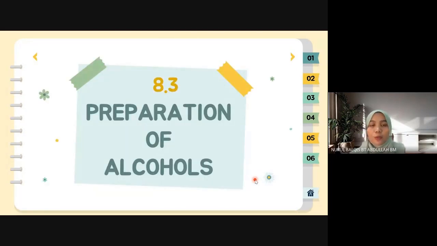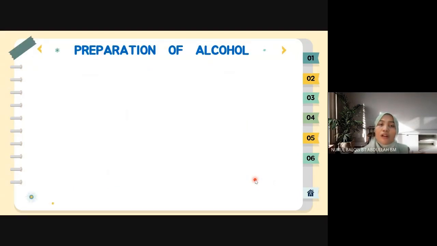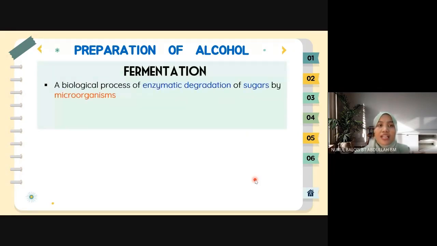Next we proceed to 8.3. So 8.3 is about preparations of alcohol. Basically reactions, but we want to prepare the alcohol from something else. Okay, so preparations of alcohol has 4 reactions altogether. The first one is fermentation. Fermentation is a biological process of enzymatic degradation of sugar by microorganisms.